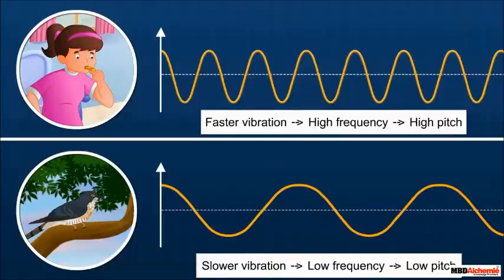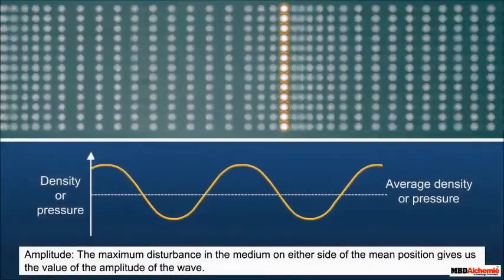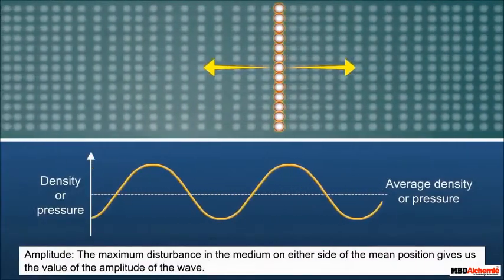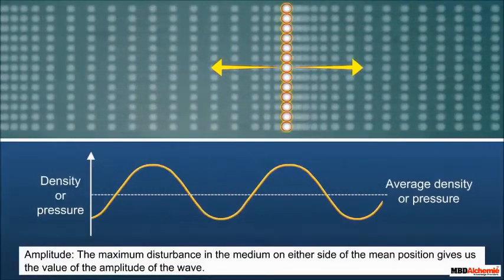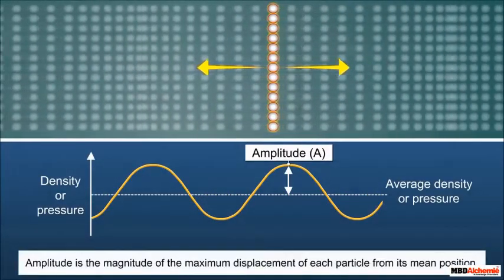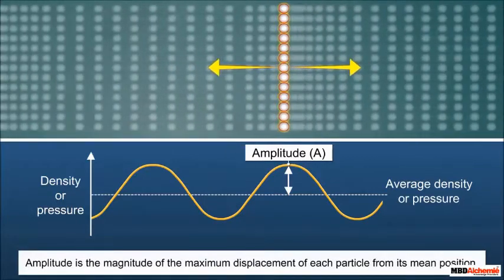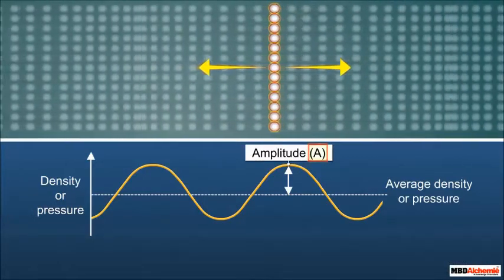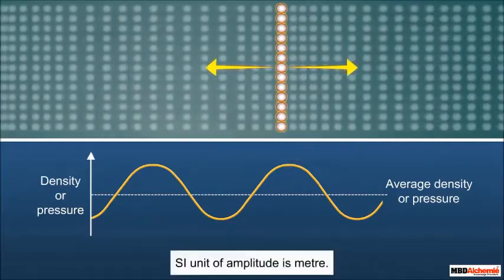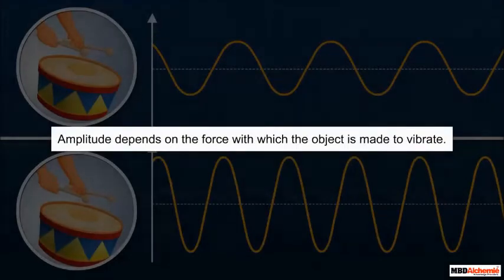Let us now come to another characteristic of sound, that is, the amplitude. The maximum disturbance in a medium on either side of the mean position gives us the value of the amplitude of the wave. It is defined as the magnitude of maximum displacement of each particle from its mean position. It is represented by the letter A. Its SI unit is meter. It depends on the force with which the object is made to vibrate.